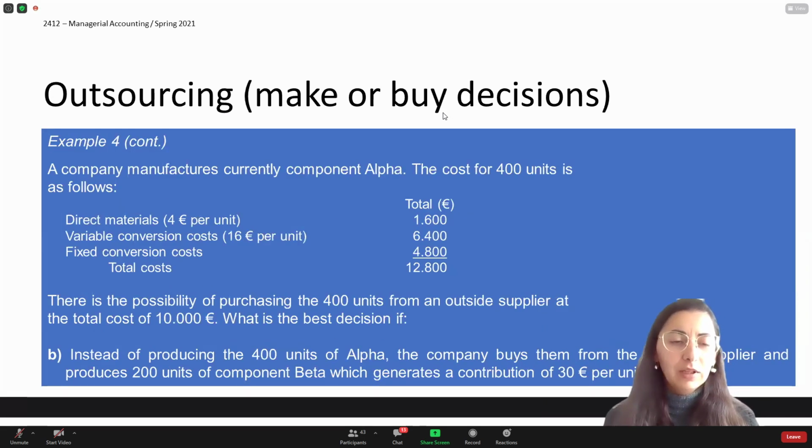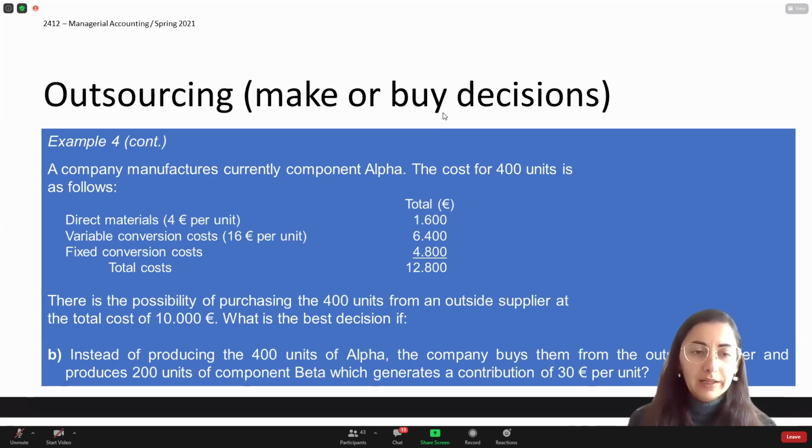Very good. So now let's look at the other option. Instead of producing the 400 units of alpha, the company buys them from the supplier, but can use the capacity to produce 200 units of beta with a contribution of 30 euros per unit. So if they have this option of outsourcing at a cost of 10,000 and still use the capacity to produce beta, what would be the best option?